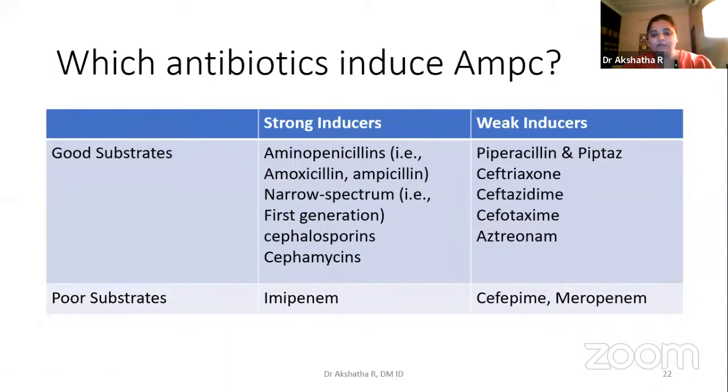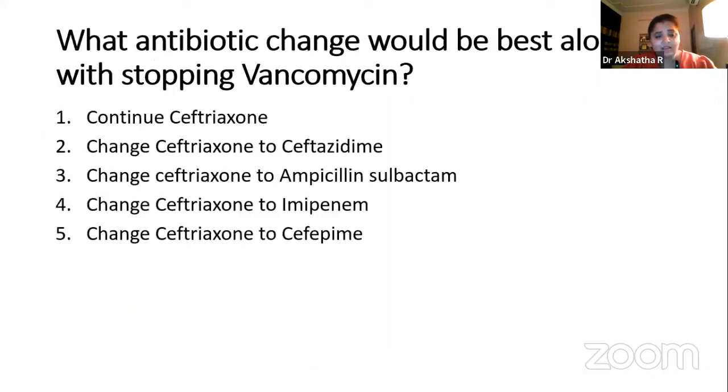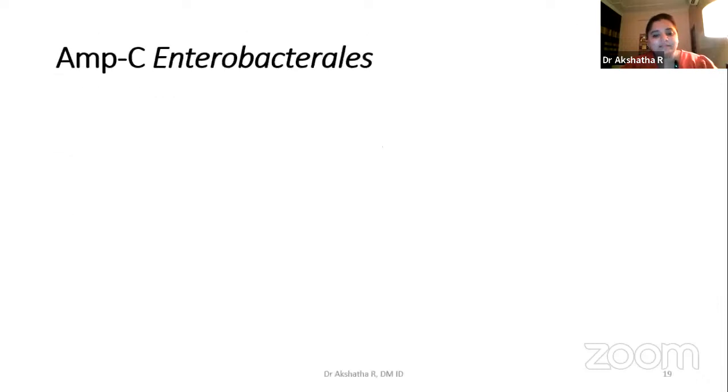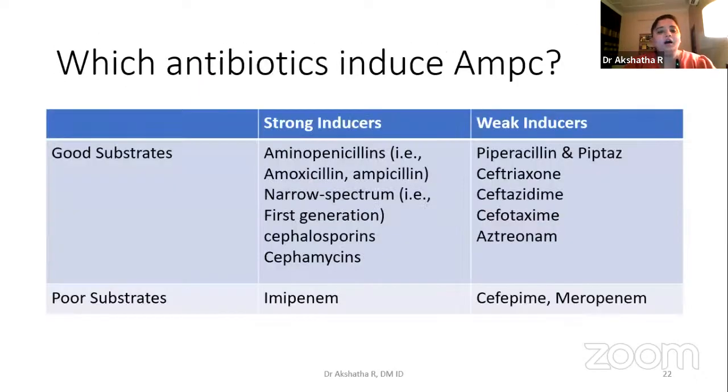So coming to the options, before we had discussed the question. Ceftriaxone, will you continue? No, you shouldn't be continuing. Ceftriaxone and ceftazidime both are good inducers, so do not use that. Ampicillin sulbactam, again, as I showed, can't be used. Imipenem, again, is a strong inducer, so should not be used. So, ceftriaxone to cefepime is the correct answer.